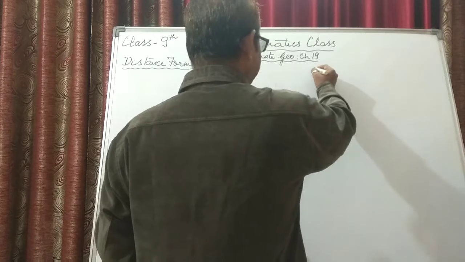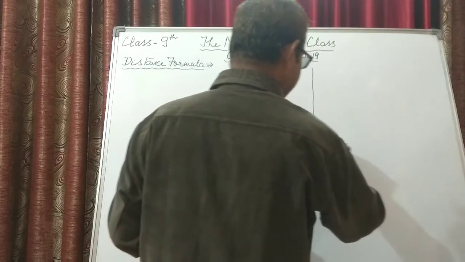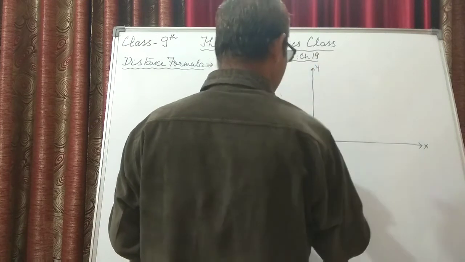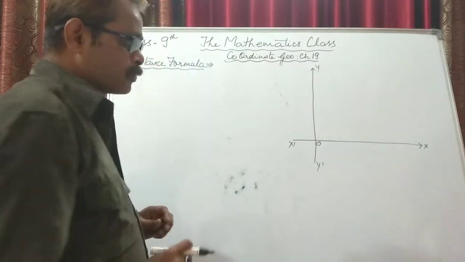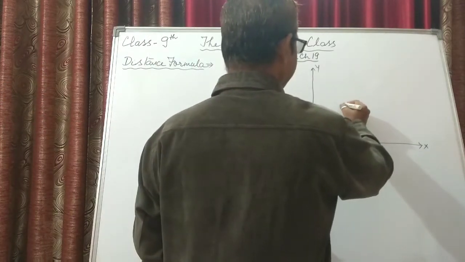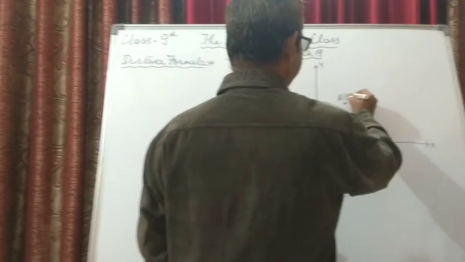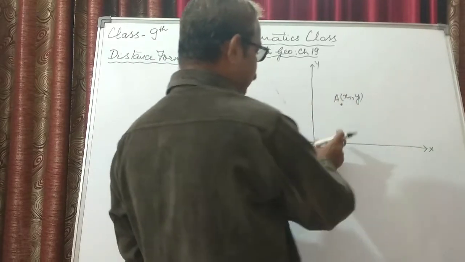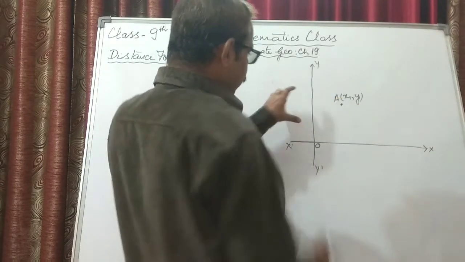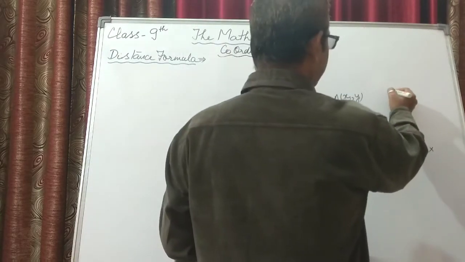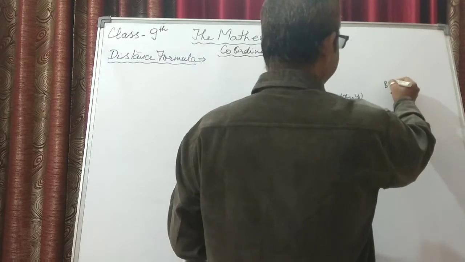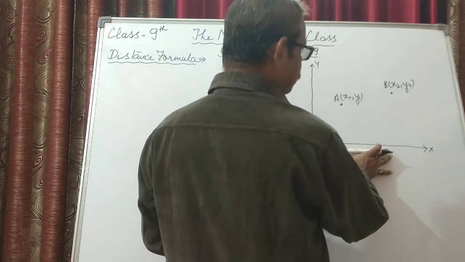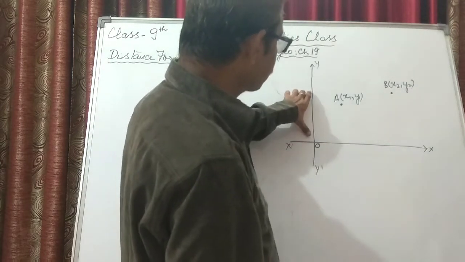So let me draw a diagram. These are my axes. This is XOX' and YOY', the X axis and Y axis. Now suppose there are two points in the first quadrant. The first point I am taking is A, with coordinates X1 and Y1. It means that this point A, its measurement on the X axis is X1 units and its measurement on the Y axis is Y1 units. Let us take another point B over here, and the coordinates of point B are X2 and Y2. It means the point B is X2 distance on the X axis and Y2 distance on the Y axis.